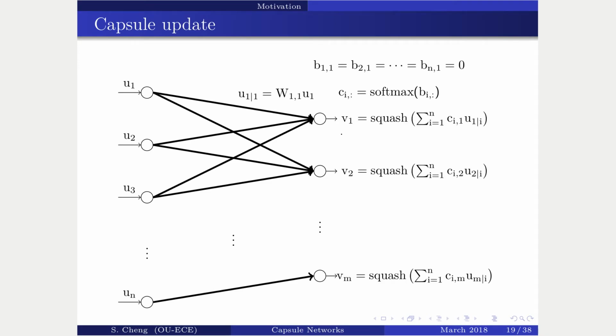And then the initial estimate of the parent capsule will be just the weighted sum of this Uj given i, weighted by those Cij there. For example, the first V1 here will be just the sum over all the Uj given i, weighted by Ci1. And we will apply a squash function here just to make V1 have a magnitude between 0 and 1, not more than 1 basically.